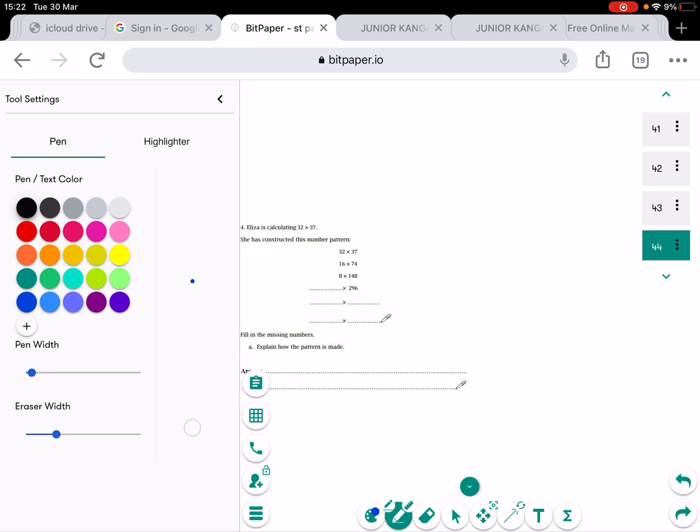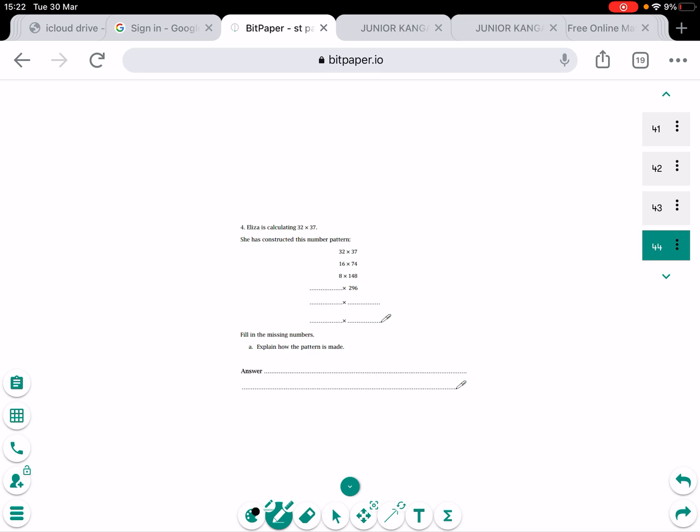For question 44, it's saying Elsa is calculating 32 times 37, and it's asking us to fill in this pattern. What this pattern is doing is dividing by 2 on the left hand side and multiplying by 2 on the right hand side. And this works because it's multiplication, but in division it's a bit different. So 32, 16, 8, so that's 4, that's 2, that's 1, and let's times that by 2.